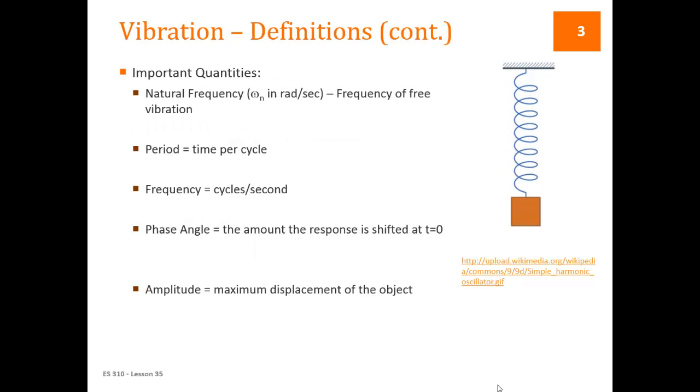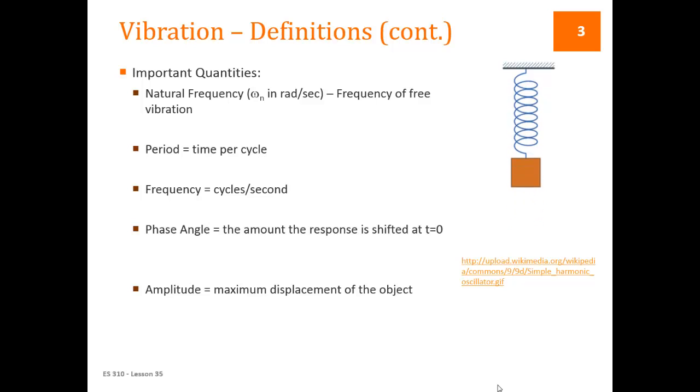These vibrations will continue for as long as the input continues. There's a number of quantities that we use to describe these vibrations. The first is the natural frequency. So any system has a natural frequency. That's the frequency of the free vibration. So if we give something an initial condition and it starts to vibrate, the frequency of that vibration is the natural frequency, which is omega n when you're talking about radians per second as your frequency.